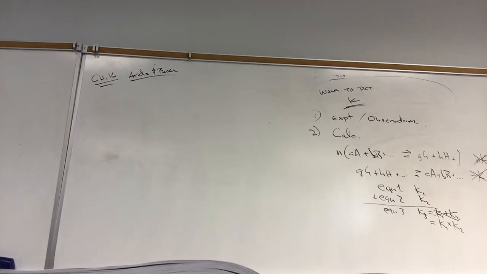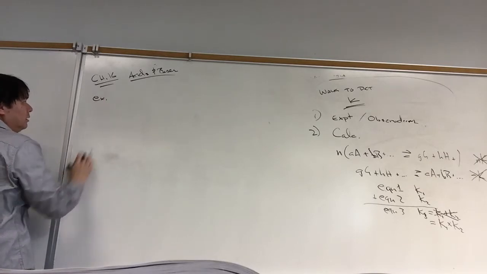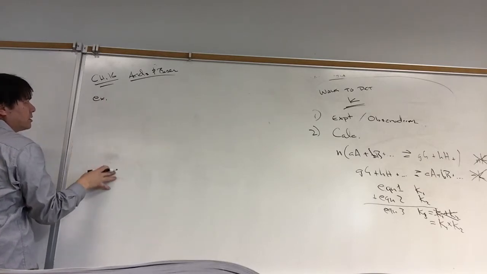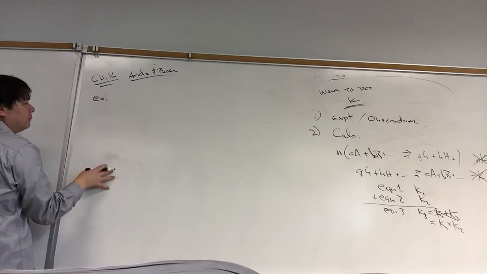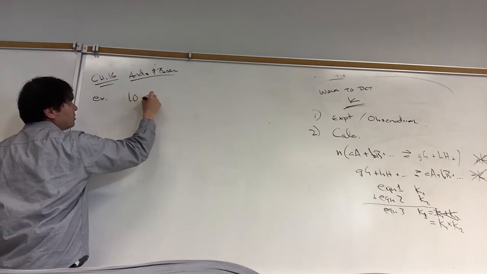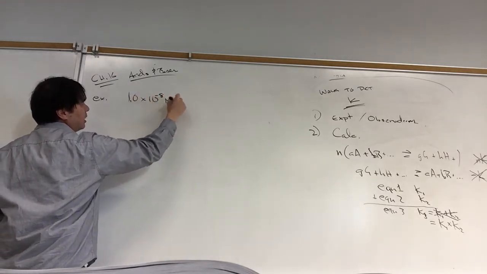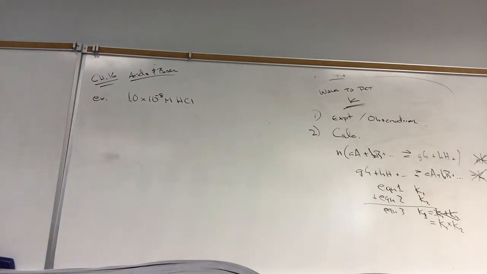And so let's start off with an example of a chapter 16 style calculation. And also we're going to learn some stuff about acids and bases, but let's just look at the calculations first. And so a calculation would be something like this: 1.0 times 10 to the minus 8 molar HCl. We want to calculate the pH. pH will tell how acidic or basic this is.